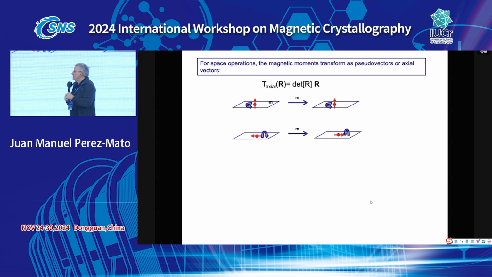So you could say it in another way: magnetic moments always rotate by means of proper rotations. Even if the R is an improper rotation, as it is multiplied by its determinant, then it becomes a proper rotation.